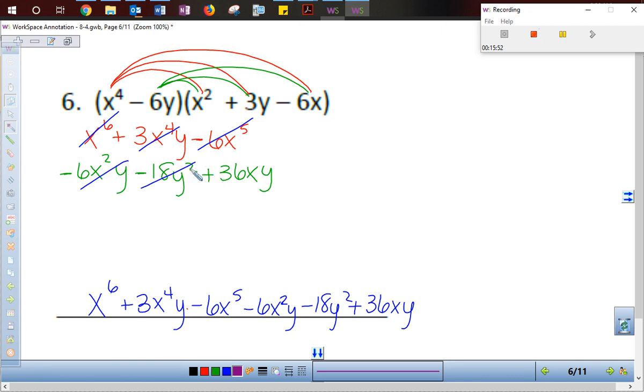Now let's double check our standard form before we move on. First term has a degree of 6. Second term of 4 and 1 has a degree of 5. Third term is 5. Fourth term, 2 and 1 is 3. Fifth term is 2. Sixth term is 1 and 1, which is 2. So 6, 5, 5, 3, 2, 2.